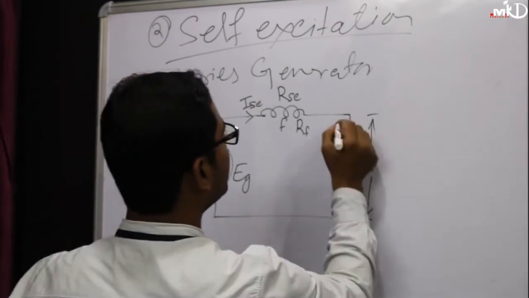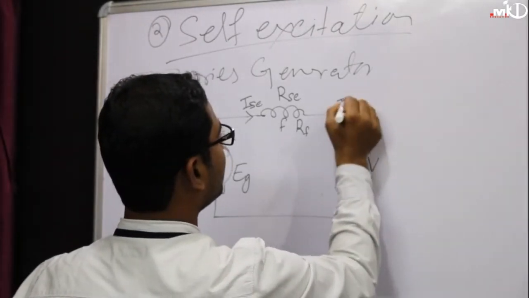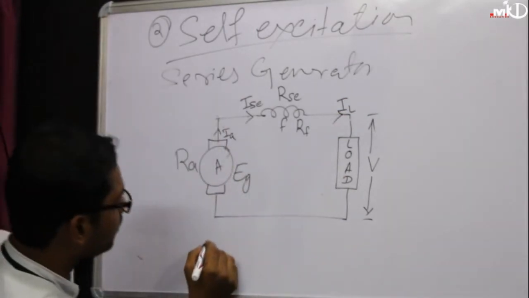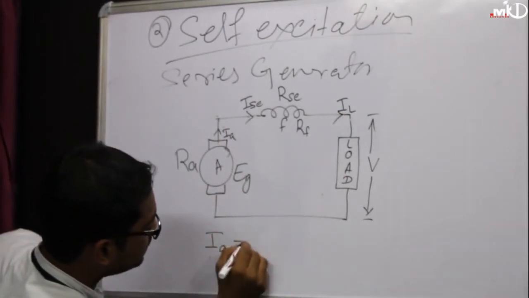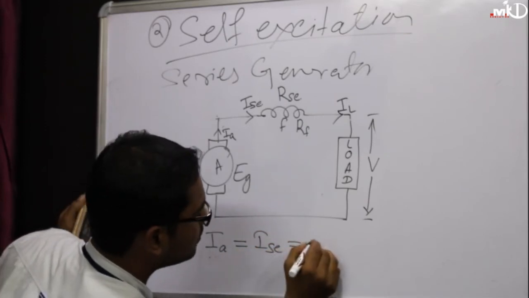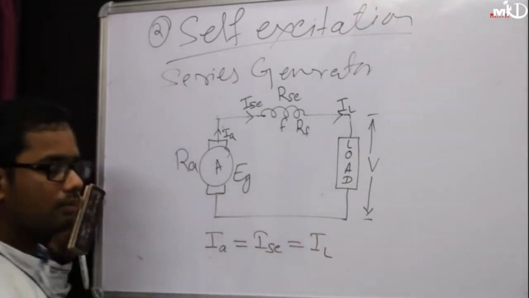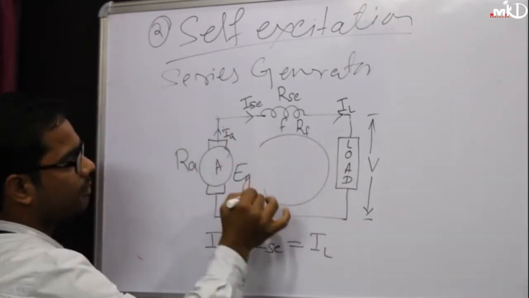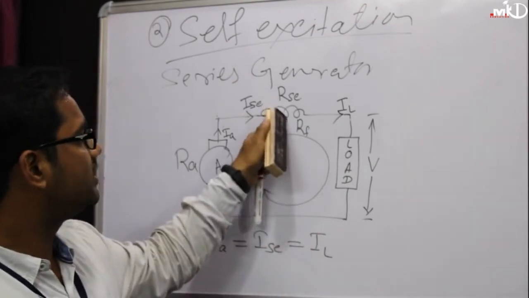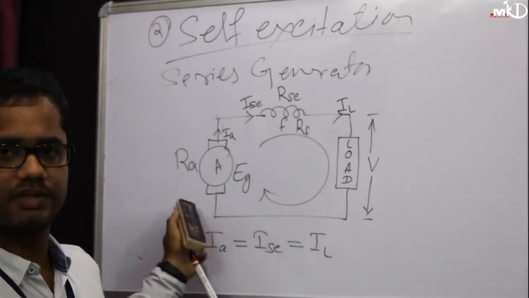Then the load is connected at the terminal voltage, so the load current is your IL. But here you can note that IA is equal to ISE is equal to IL. Means it is only a simple path, right? Series circuit. So here the field is connected in series with your armature.